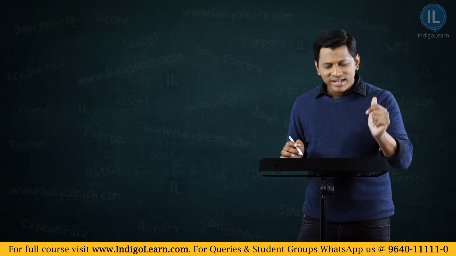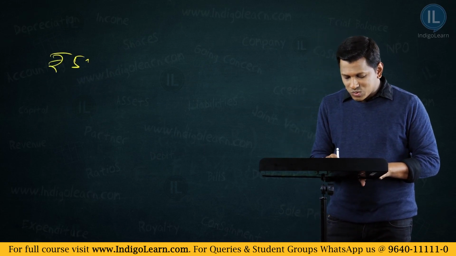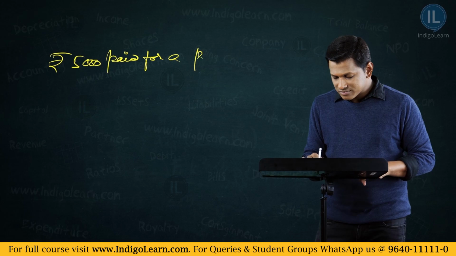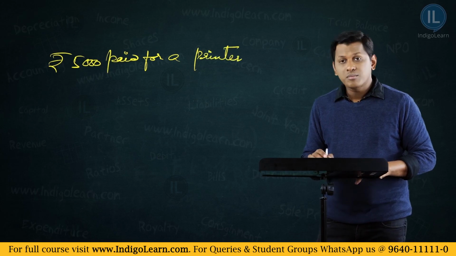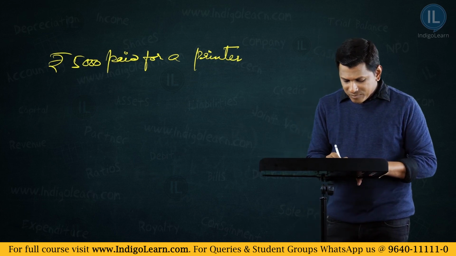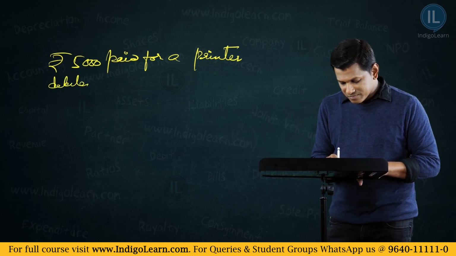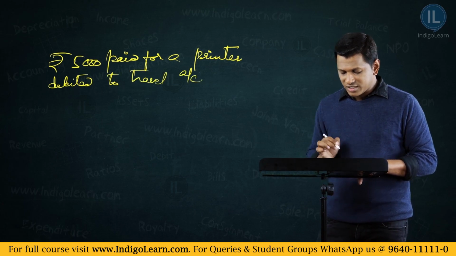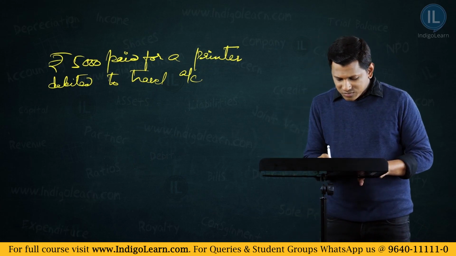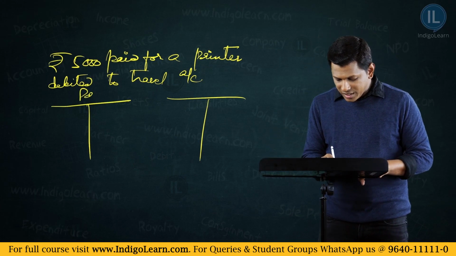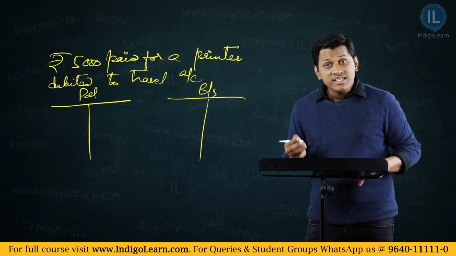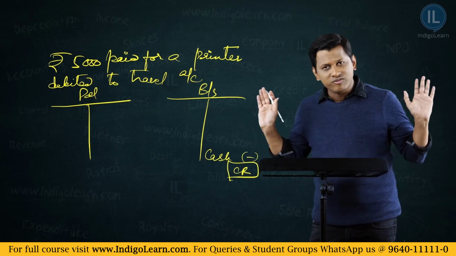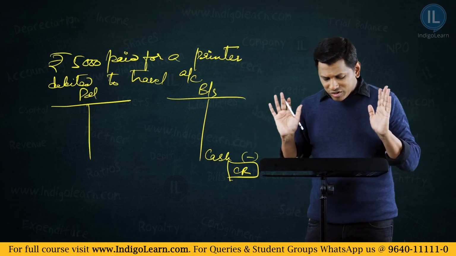Now come on, let's look at one more example. Rupees 5000 paid for a printer. When I am talking about a computer printer, it was debited to travel account. Okay, right. Now, P&L, balance sheet. What is the account which should be credited? Cash went out, so cash should be credited. No confusion. That amount of 5000 should go out from cash.